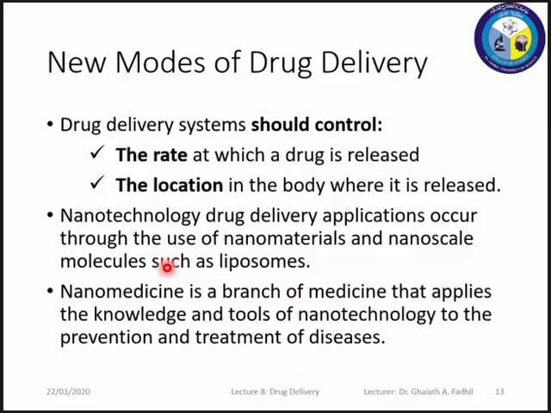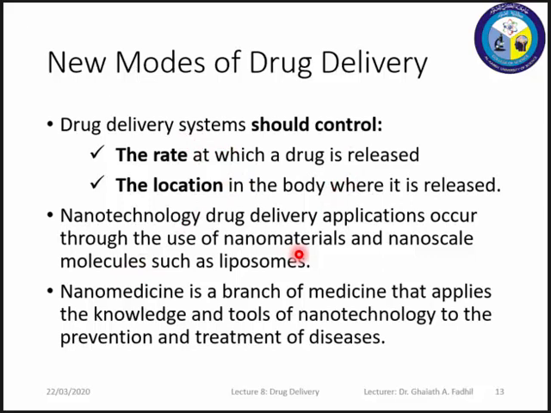So if we're looking to improve that, we should always have systems aiming at improving or controlling the rate at which the drug is released, and controlling the location in the body where it is released. It's a very important parameter that drug delivery systems should always aim to control.